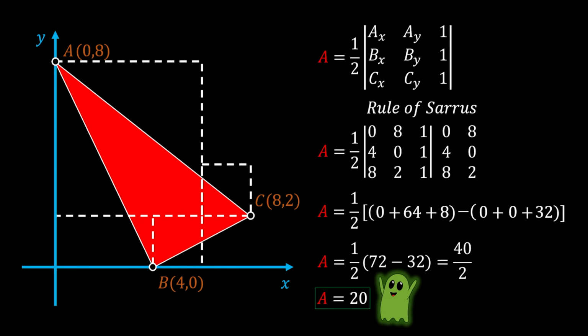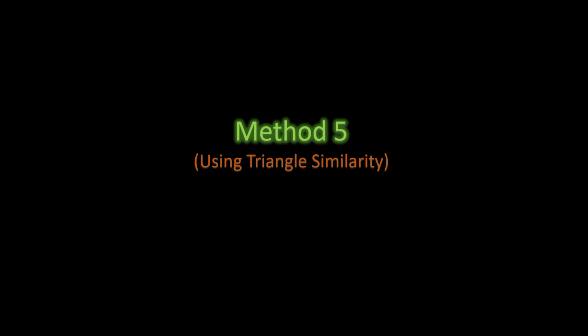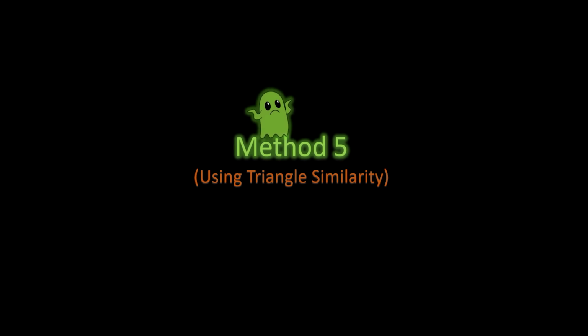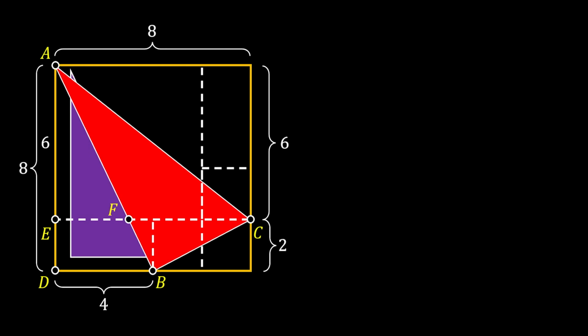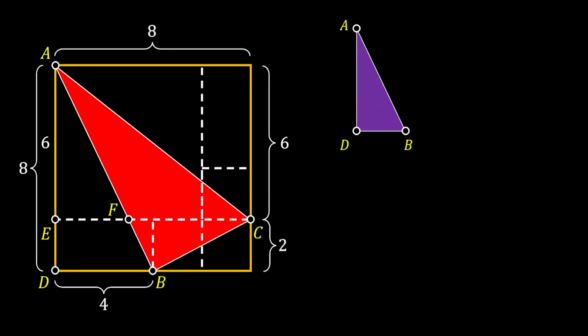Alright, now let's do the final method, the method number 5 of using triangle similarity. For this method, we will first mark some points. Let us label the bottom left corner of our big yellow square as D. Then we will label these two intersection points as E and F. Now first, let's notice this purple right triangle ADB. This triangle will have the height of 8 and the base of 4.